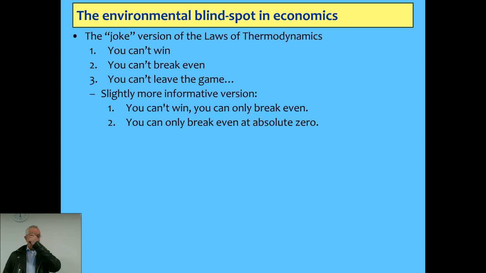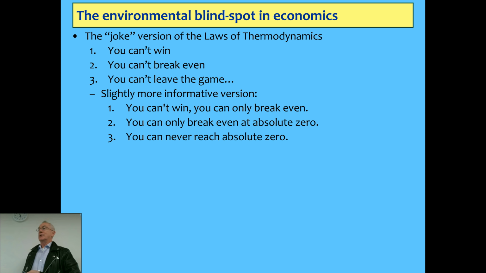The second is, if you want to break even, then you have to have somewhere that you can dump your waste energy, which is at the temperature of absolute zero, which is 273 degrees below zero. We talk about 0 degrees Celsius; absolute zero is minus 273 degrees Celsius. And there's no such place. So you simply can't find somewhere to dump all the waste energy.